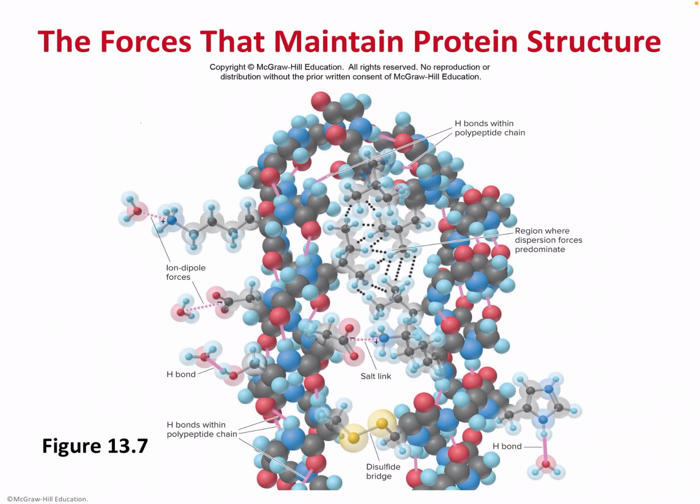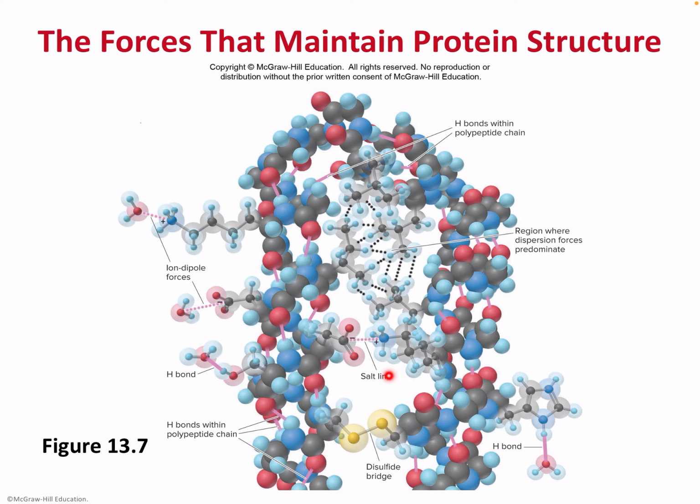Forces that maintain protein structure. So this is the big protein that you are seeing here. You will see some of the intermolecular interactions that we talked about. Let's see what we can see. Hydrogen bonds with polypeptide chains. So these ones are hydrogen bonds in the polypeptide chains. Region where dispersion forces predominate. Over here, only dispersion forces, meaning this is all hydrophobic. They repel water. Only has dispersion forces.